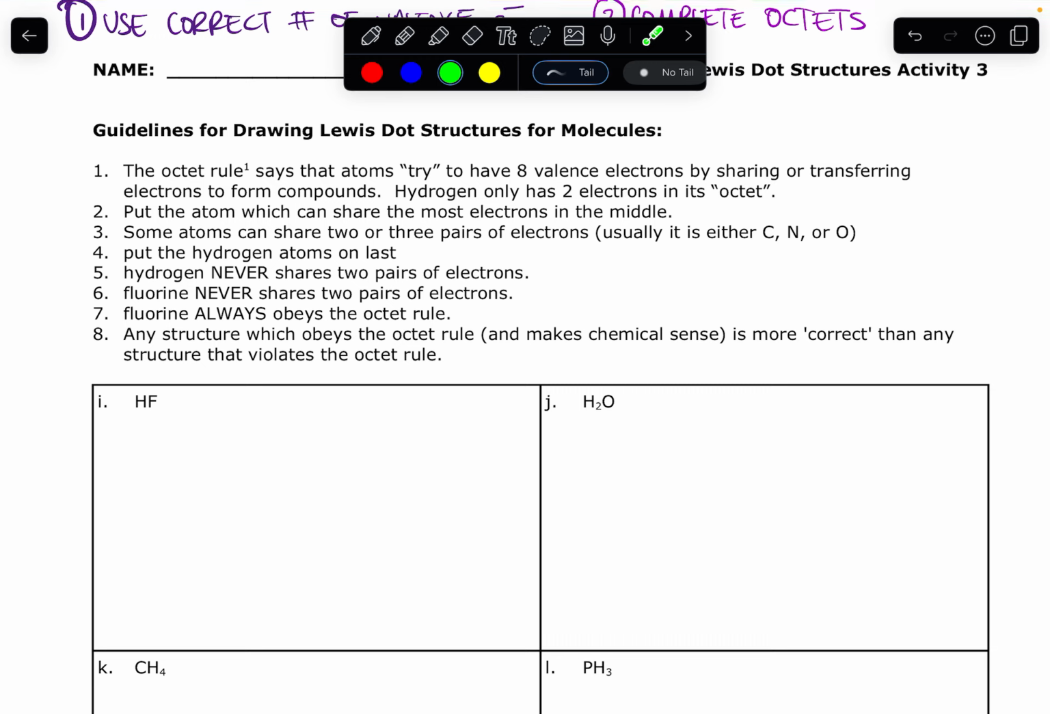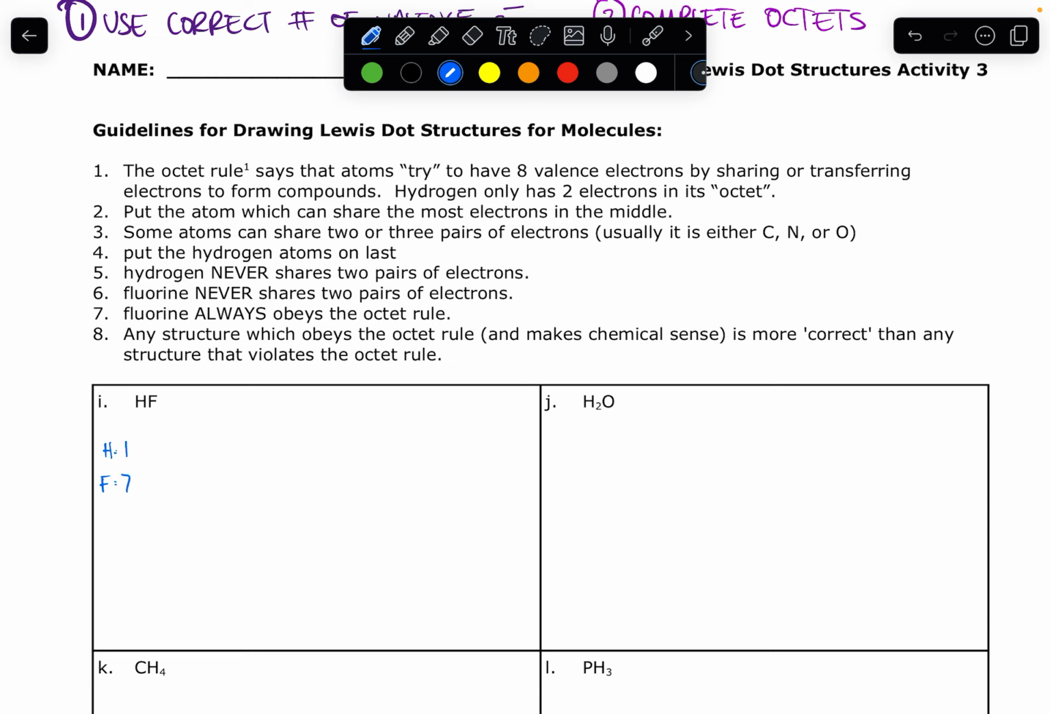If you look at your steps to drawing Lewis structures, step 1 is to find the total number of valence electrons. Well, here in our first compound, HF, let's look at hydrogen first. Hydrogen has 1 valence electron. There's only 1 in our compound.